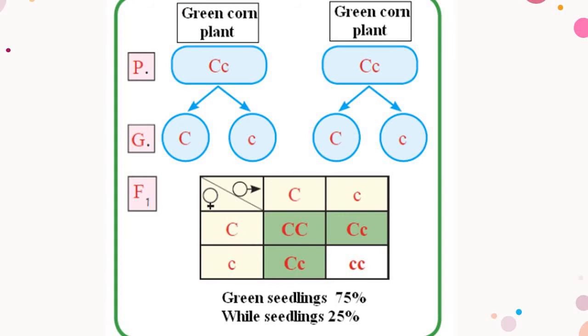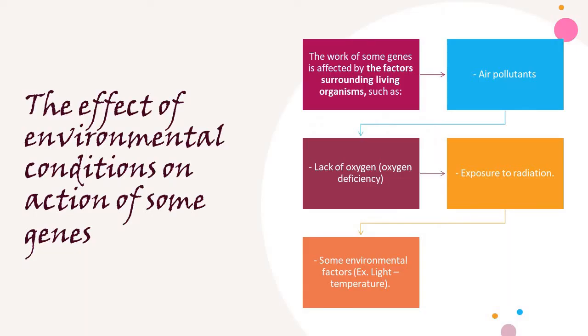Here, green corn plants, C capital C small, with green corn plants, C capital C small, and they will be 75% green color, and this C small will be pure recessive and is a pure lethal gene, and they will die because of the absence of the chlorophyll in it.